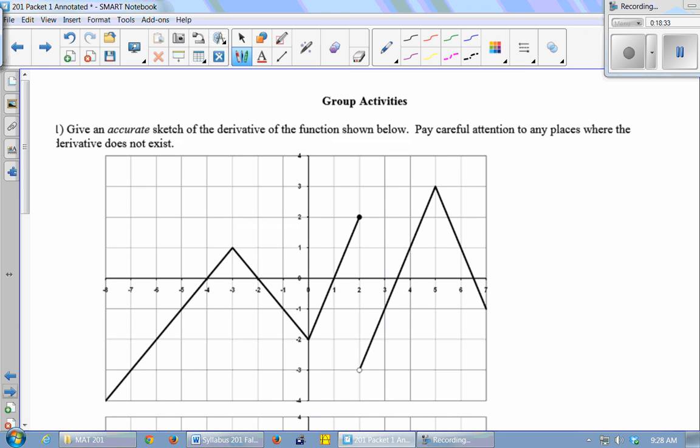Okay, so now I'm going to have you sketch some more derivatives like you were doing earlier, but these derivatives are going to have places where the derivative is undefined. So you're going to have to be a little bit more careful about drawing your graphs. And if the derivative is undefined, make sure you don't plot anything there.